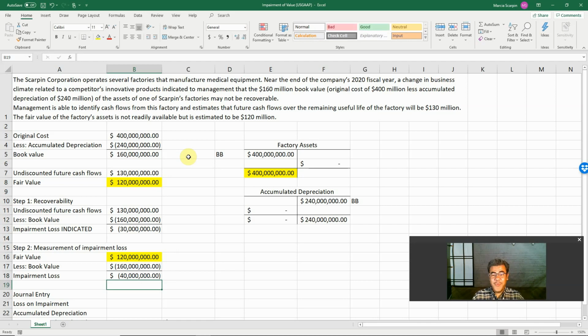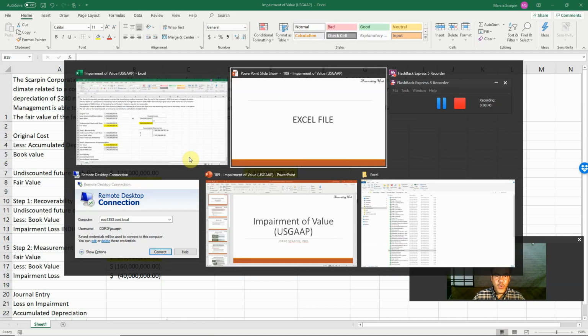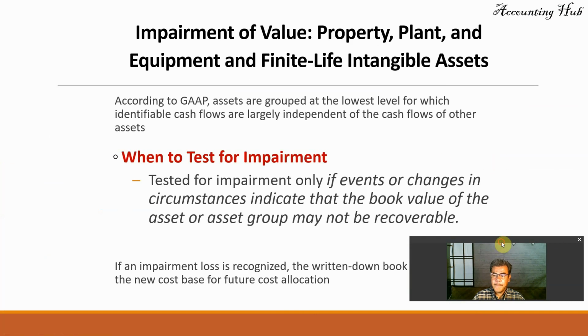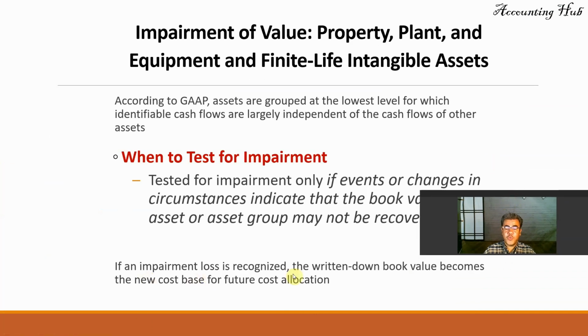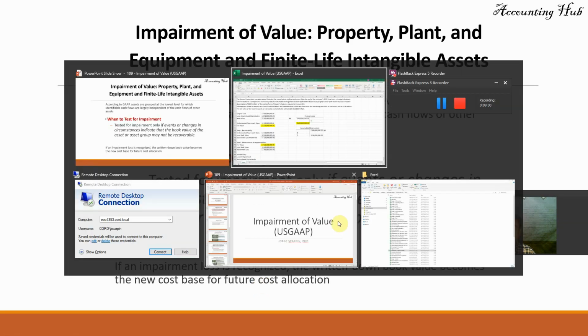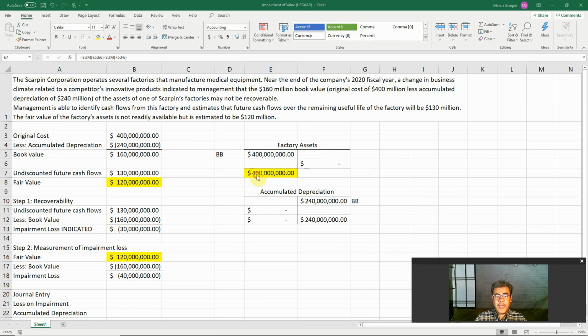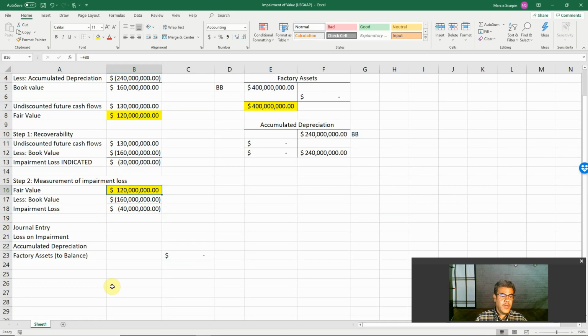Okay, let's go to our journal entry. How do we record it? If we go back here, the last one: if an impairment loss is recognized, the written down book value becomes the new cost base for future cost allocation. So come here. Our ending balance of factory assets must be 120, must match with the fair value. So as I told you before, it is just like we are selling our old asset and we are, under quote, purchasing a new one.